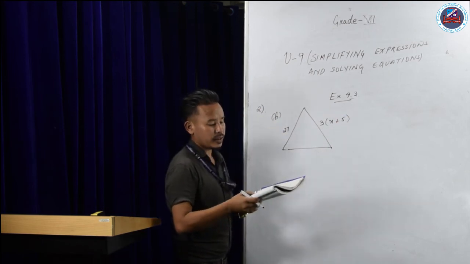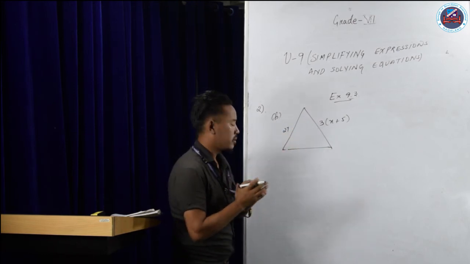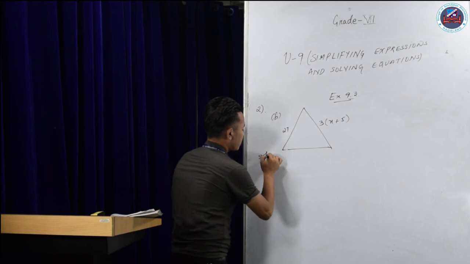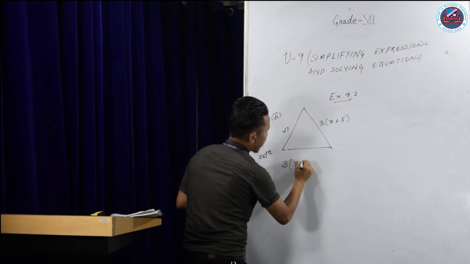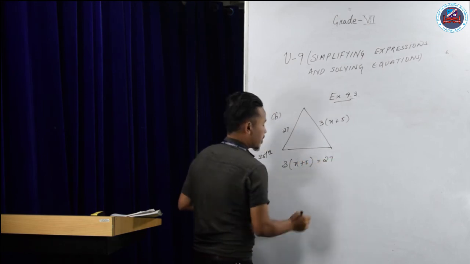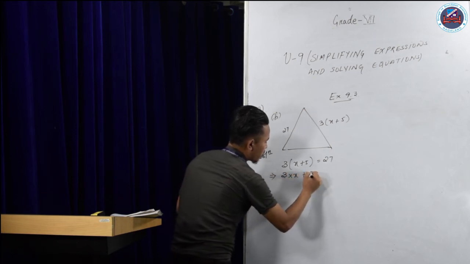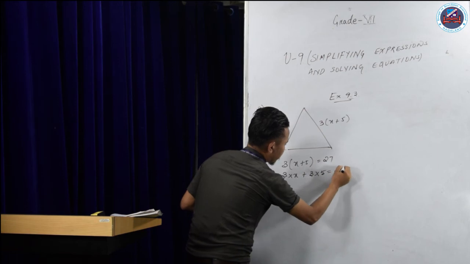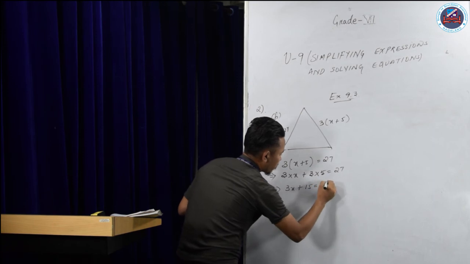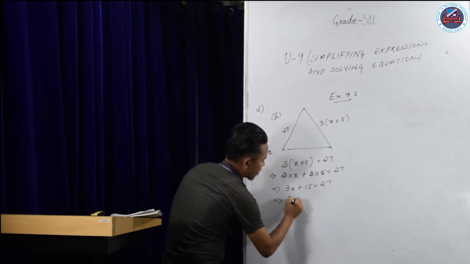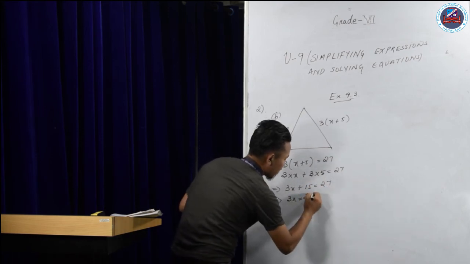Since it's an isosceles triangle, it means two angles and two sides are equal. That is the solution. Let's find out the value of x. 3 bracket x plus 5 equals 27. Now let's remove the bracket. Implies 3 into x plus 3 into 5 equals 27. 3 into x, we have 3x plus 15 equals 27. 3x equals, now the number 15, let's shift it to the right hand side, 27 minus 15.